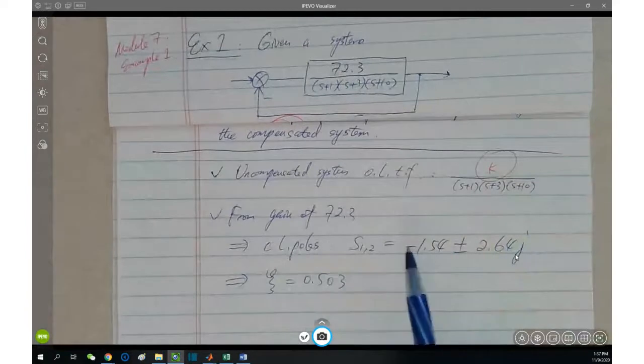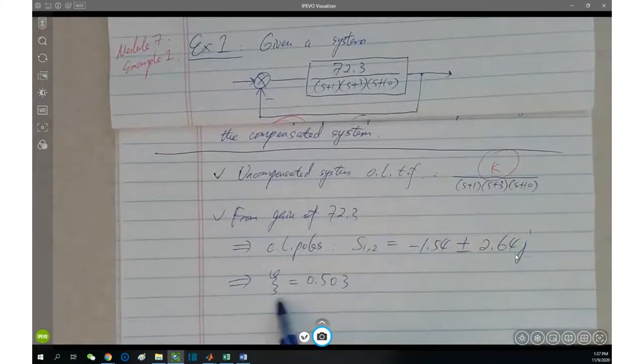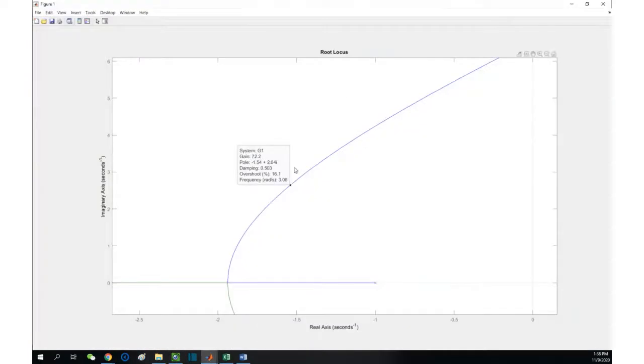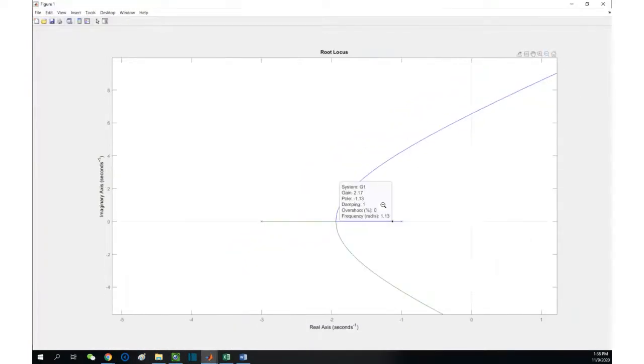So you got closed loop poles and the damping ratio. Any questions before we move on? Why is it that we don't have a pole for the one that continues to infinity along the axis? Of course we do, but we don't care. Remember, we are using the dominant poles.